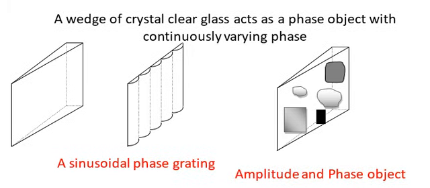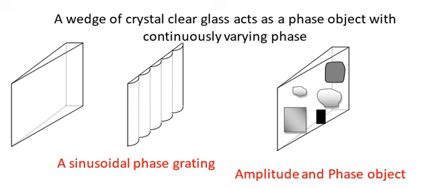Here in the picture I have shown three objects. The leftmost object is a wedge of crystal clear glass, which acts as a phase object with a continuously varying phase. That is, the phase changes with the thickness. The phase variation is minimum at the front face, and when we go towards the back surface where the thickness is maximum, the phase is maximum there. So this wedge provides us an object in the transmission mode, which is a phase object, giving us a continuous range of phase values.